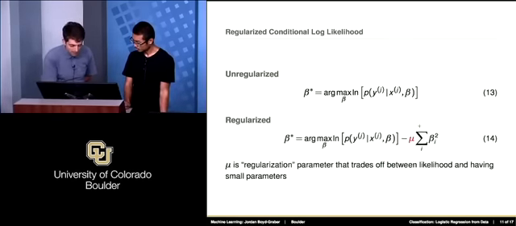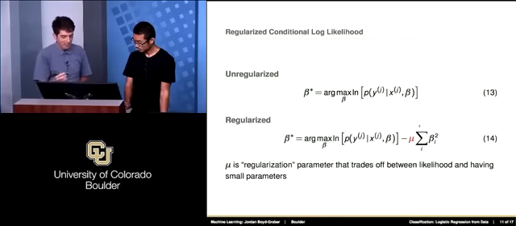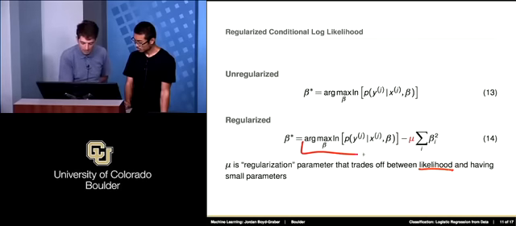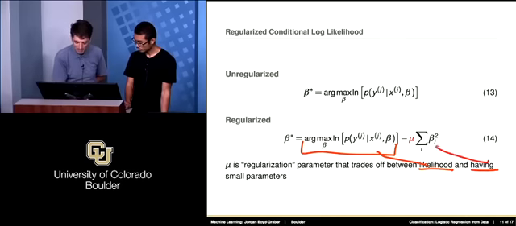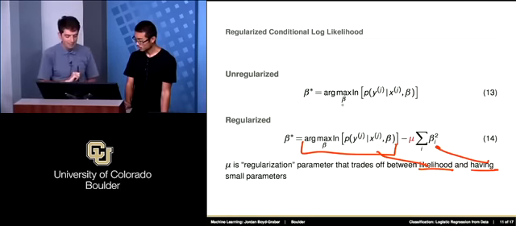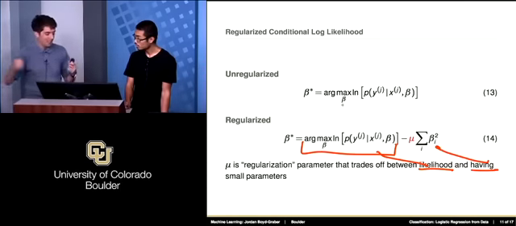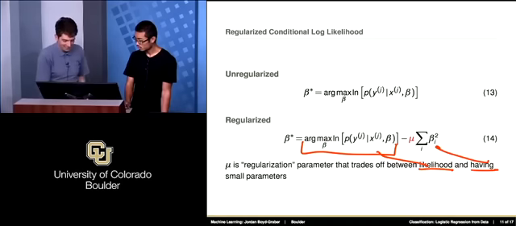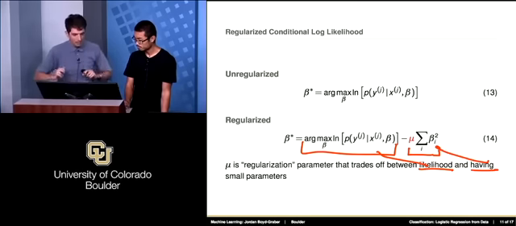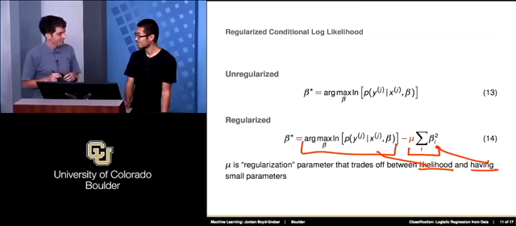The mu here is a parameter that controls how much you care about maximizing your likelihood, which is this term, versus having small parameters. So if mu is 0, then you're doing the standard unregularized updates, but if mu gets bigger, then it's saying that you must absolutely optimize for smaller weights. Okay, any questions? No. Okay, all right.